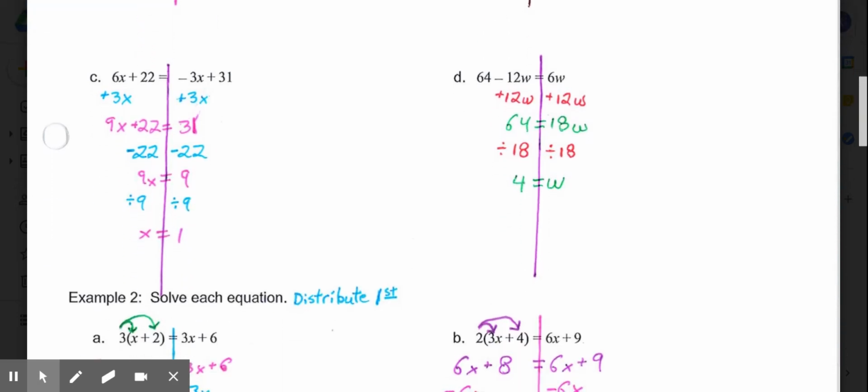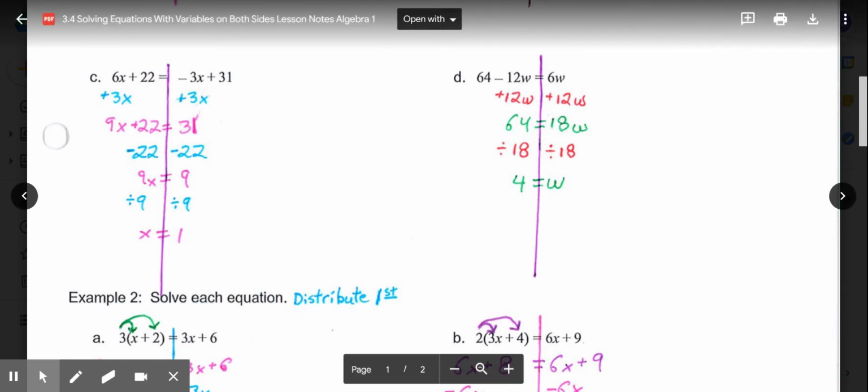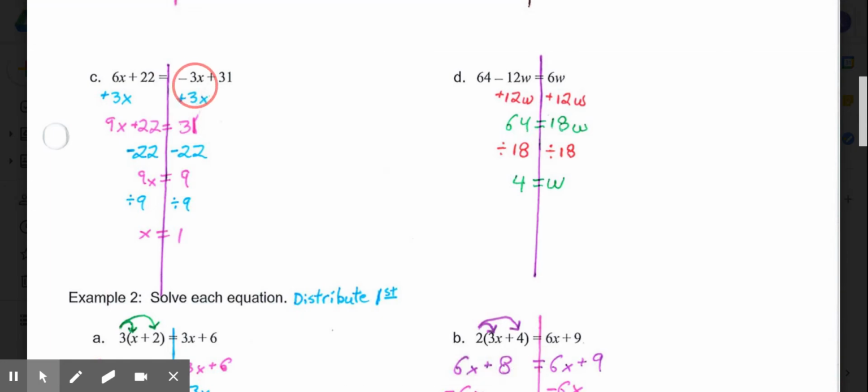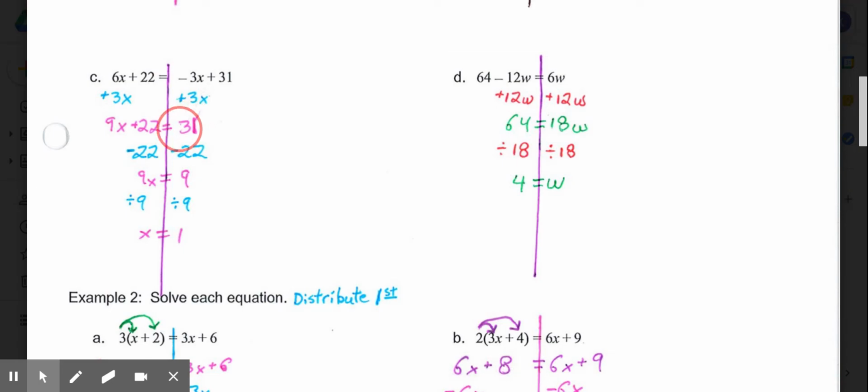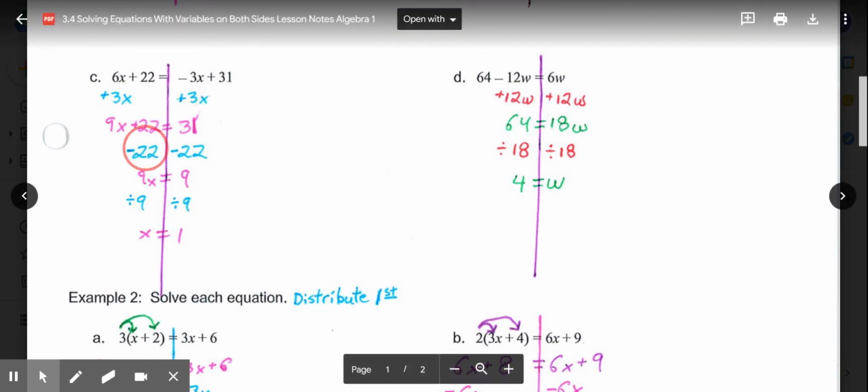In C, we have 6x plus 22 equals negative 3x plus 31. So I want to get all the x's to one side. In this case, I'm going to add 3x to get the negative 3x up to 0, and then add 3x to this side. So 6x plus 3x is 9x. So we have 9x plus 22 on the left equals 31 on the right. Then I'm going to undo the addition of 22 by subtracting 22. And we have 9x equals 9. Divide both sides by 9, and x equals 1.